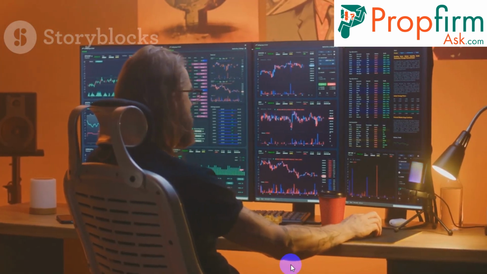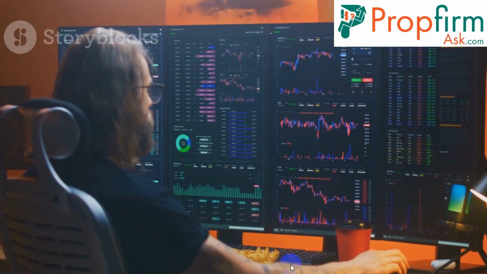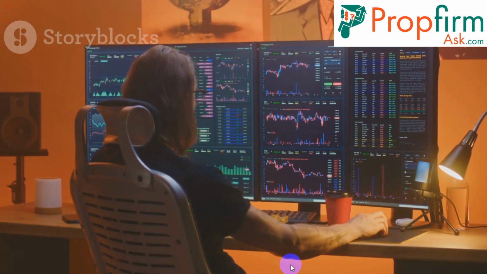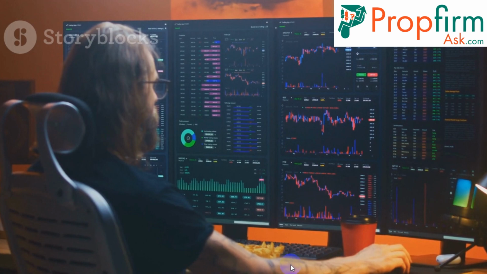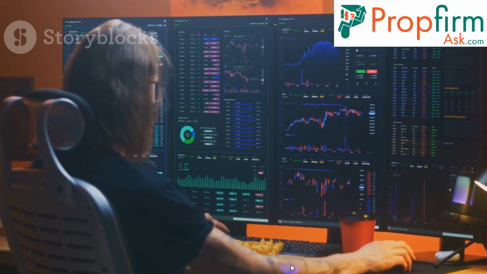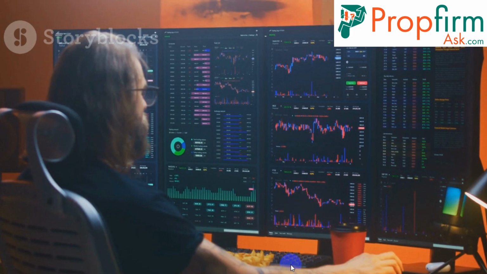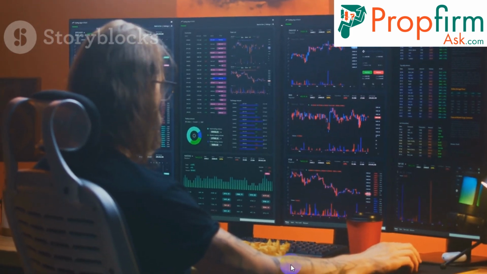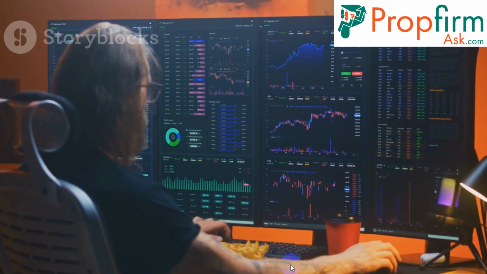Use this as an opportunity to tweak and improve your strategy. Adjust parameters, refine entry and exit rules, and ensure that your risk management techniques are solid. Remember, backtesting is not a guarantee of future success, but it does provide a statistical foundation for your trading decisions. By rigorously testing your strategy, you can gain confidence and reduce the emotional stress that comes with live trading.